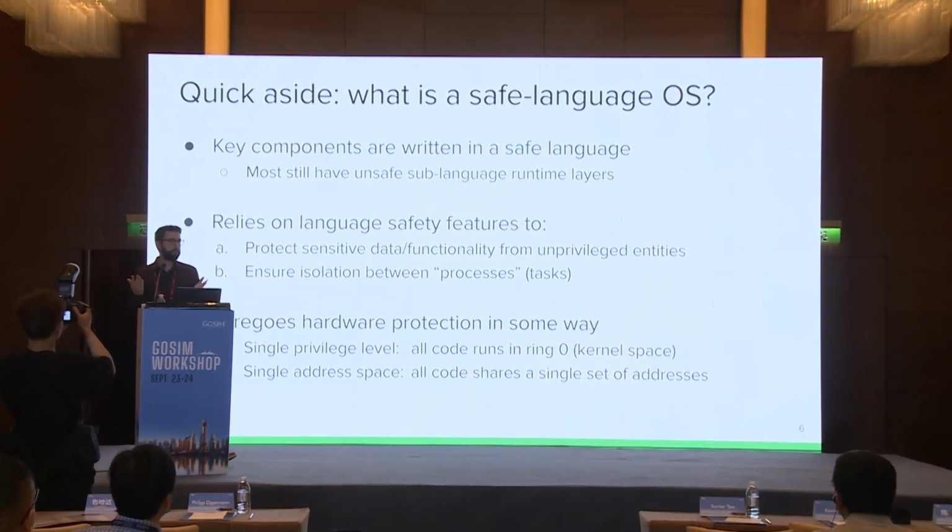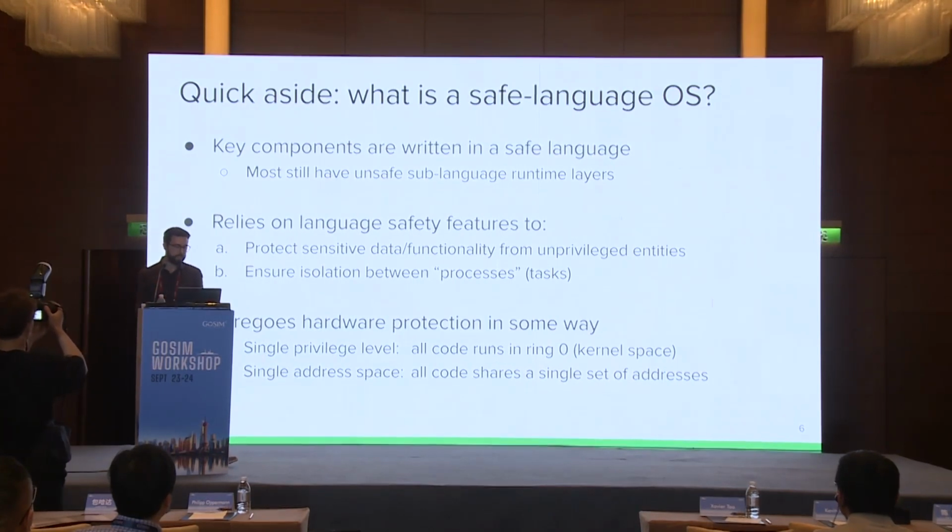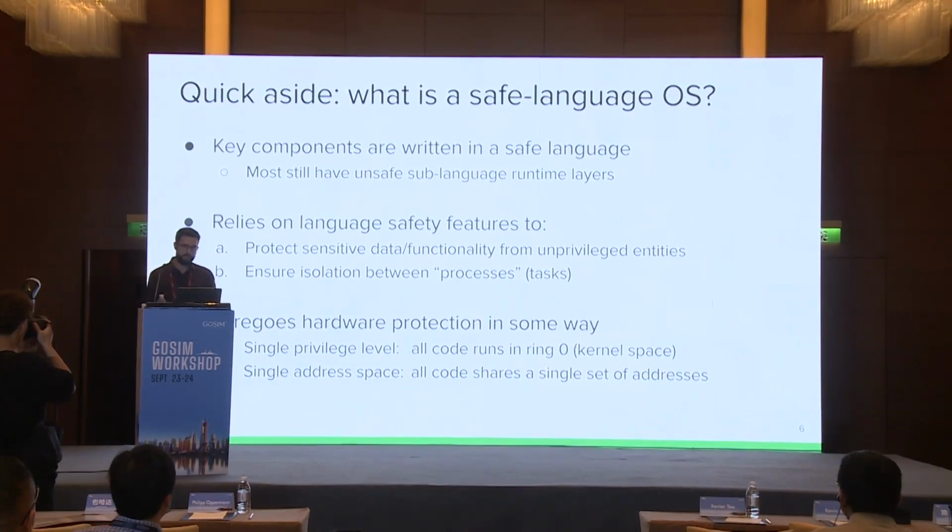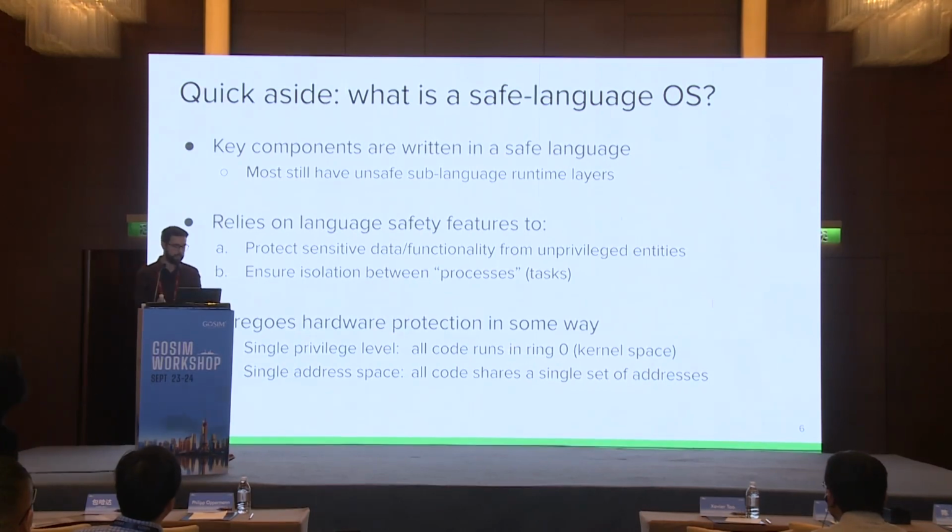For example, the popular one was Singularity from Microsoft Research, which was written in, I think, Sing Sharp, a dialect of C Sharp, a safe language, but they had a lot of unsafe C and C++ underneath it. So Theseus is not like that. Everything is in Rust. A safe language OS relies on language safety features to provide isolation between processes or tasks, whatever you want to call them, and to protect sensitive data or functionality from an entity that is considered unprivileged. As I mentioned up top, it forgoes or eschews hardware protection in some way.